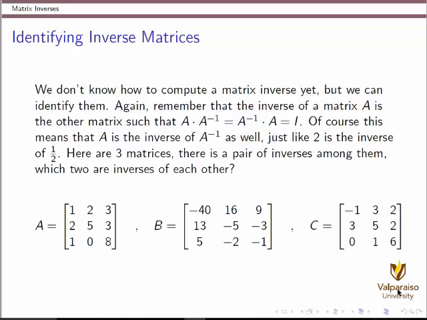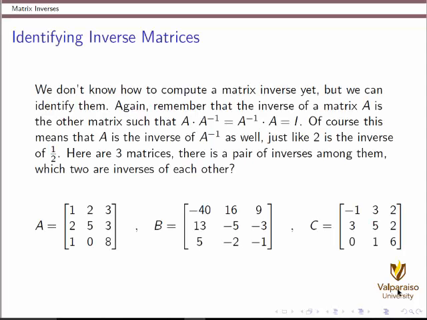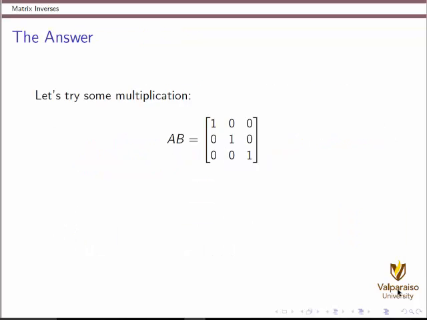So 3 matrices here. There's a pair of matrix and its inverse in there. How do we tell which is which? Well, we try some multiplication. You can pause this. You can go back if you need to practice with matrix multiplication. Go back to the previous screen. Look at those matrices, grab A and B and multiply them together, and it will turn out that A times B is the identity matrix.